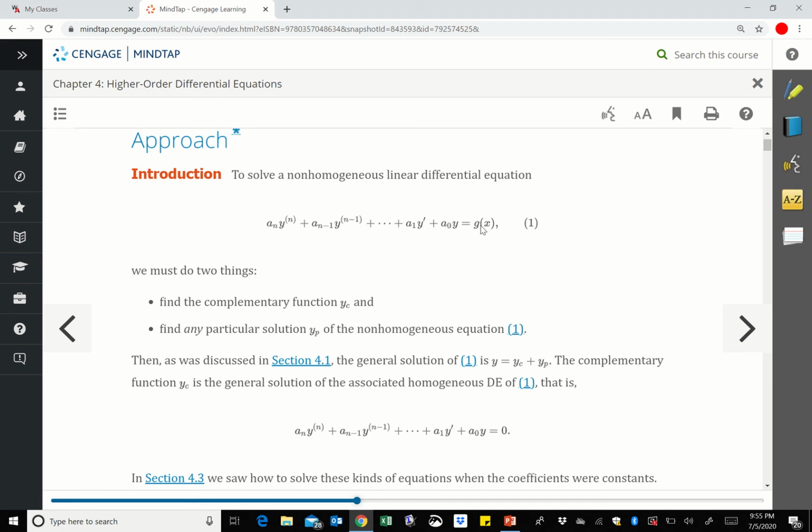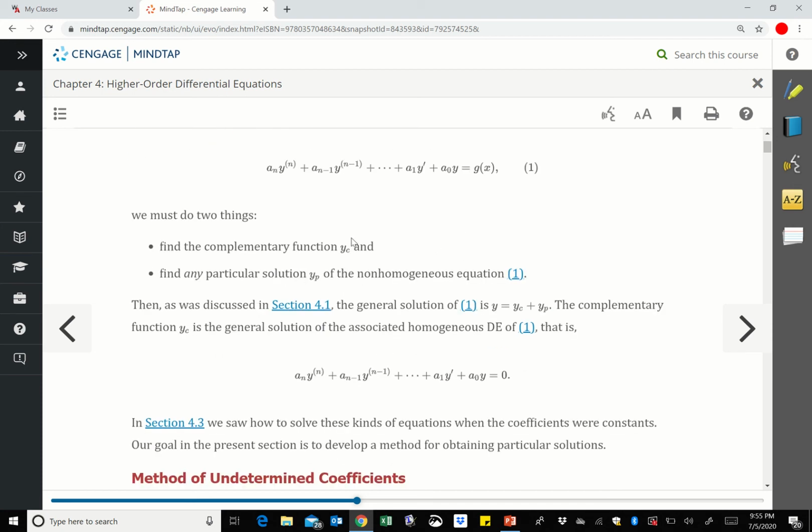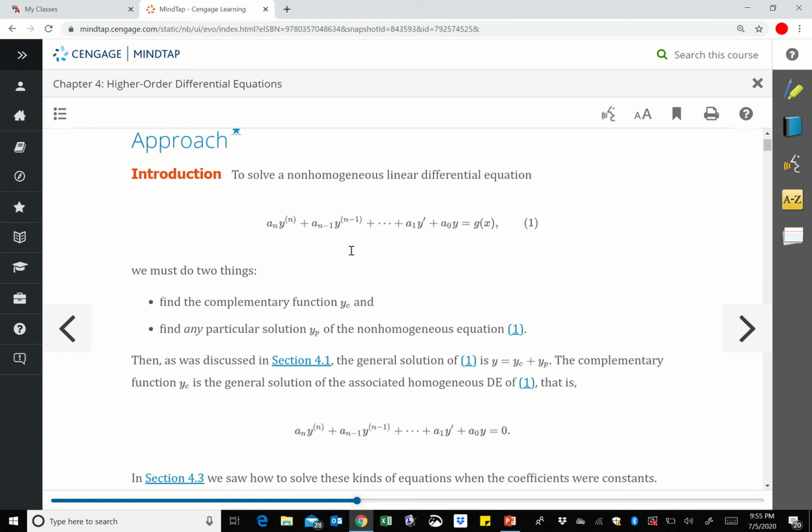In order to solve such a linear differential equation, we need to do two things. The first thing we're going to do is find the complementary function y sub c. If you recall from section 4.1, y sub c is found by solving the associated homogeneous differential equation, where instead of having g of x on the right-hand side, you first set it equal to 0. That was the kind of thing we did back in section 4.3.